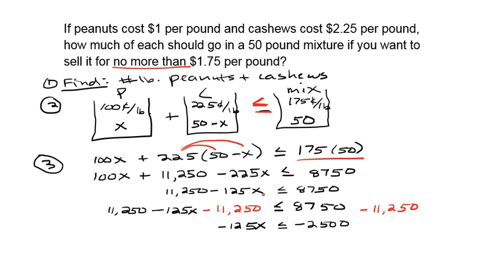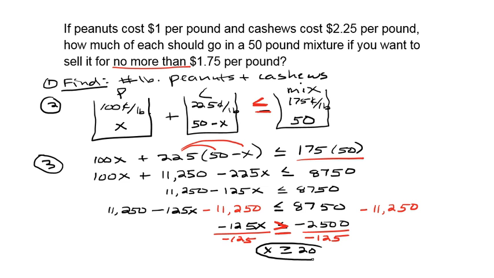And now I need to isolate this variable term by getting rid of the 11,250. So I've got it subtracted from both sides. Please don't lose this minus sign. It belongs to the 125x. So I've got negative 125x is less than or equal to negative 2,500. Now, I need to divide both sides by negative 125. But that should set off some little warning bells for you, because as soon as you do that, you've got to flip this. So I'm dividing both sides by a negative 125, and what I get then is x is greater than or equal to a positive 20.